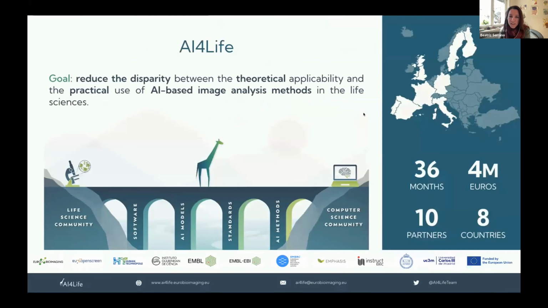So AI for Life, as I said, started in September. It will last for 3 years. And it brings together partners from all over Europe, different research infrastructures, institutes in different countries. And the goal here is to bridge the gap.